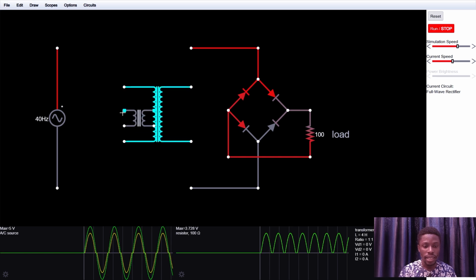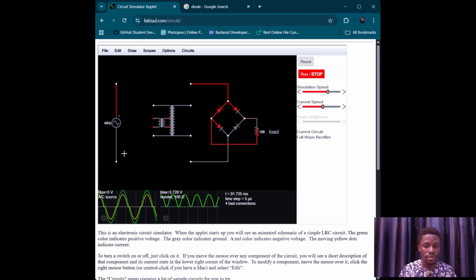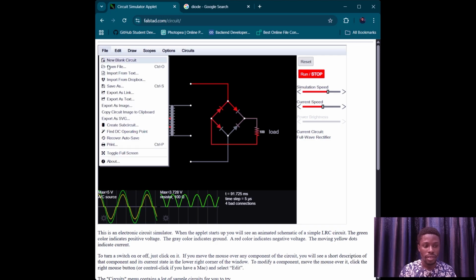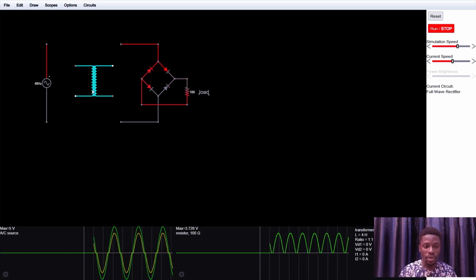So I told you earlier, oh, sorry about that. I told you earlier that you need a transformer to step down the voltage. So we want to bring in that transformer. So we have this transformer connected.